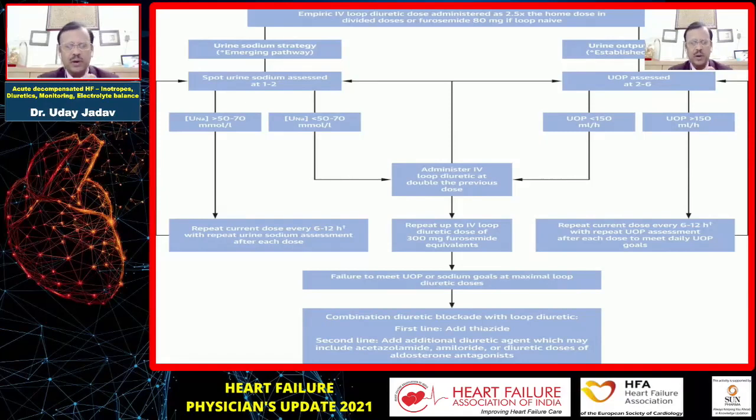The other way, and probably a very sensible way, and if you put both these strategies together, excellent: check the urine sodium. A spot urine sodium of more than 50 to 70 millimoles, exactly like your urine output of more than 150, follow the same guidelines. You can switch over to a short bolus dose. And if it's less than 50 to 70, then you have to prop up the dose of furosemide. If the response is still not adequate, we have the options of adding either a thiazide, acetazolamide, an aldosterone antagonist, or in our country often metolazone.